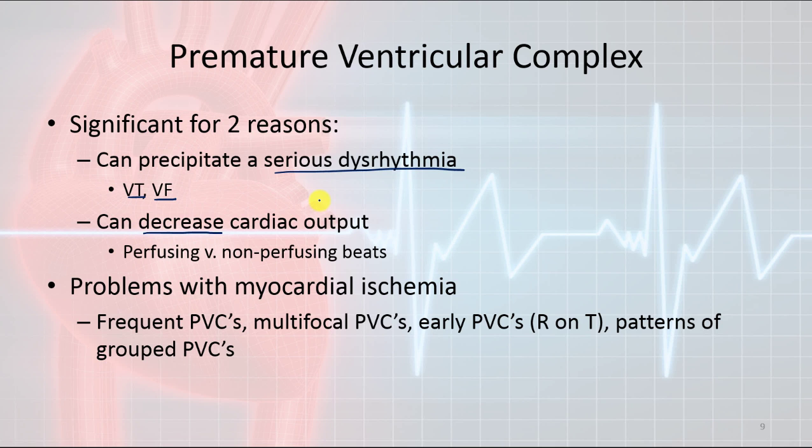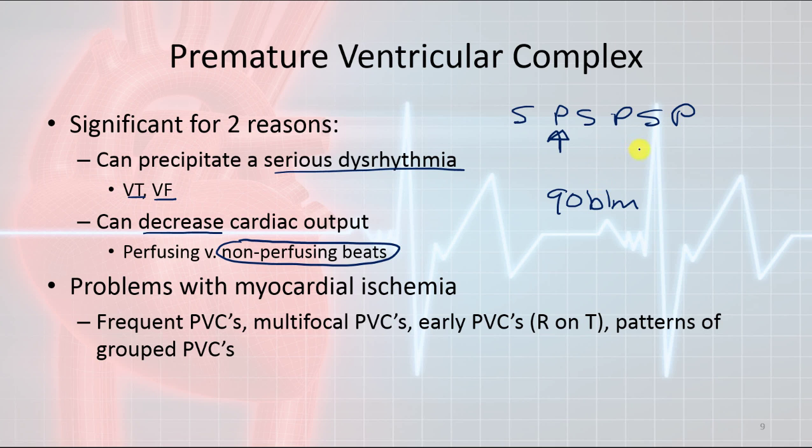Now what that means is you can have a person with a sinus beat and a PVC and a sinus beat and a PVC and a sinus beat and a PVC. These PVCs right here could be non-perfusing. If those PVCs are non-perfusing, you can cut your heart rate in half of what you're actually perfusing. Which means, let's say somebody has a heart rate of 90 beats per minute, but every other beat is a PVC, your perfusing heart rate is actually 45 beats per minute.